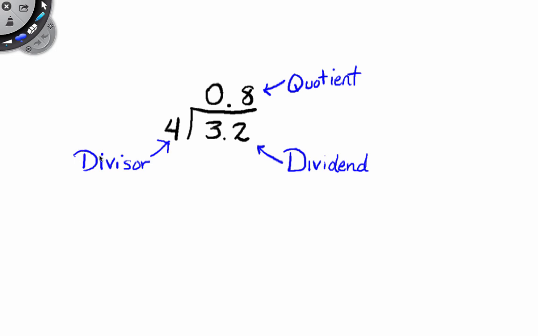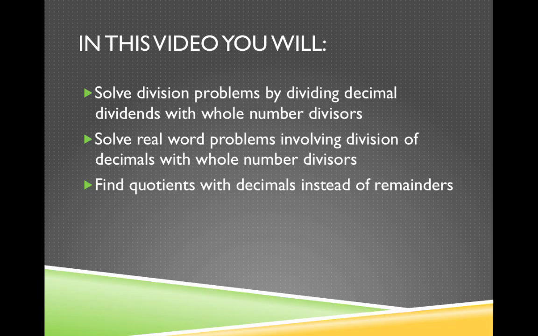That's how many pieces or how many parts you have to split up your dividend into. Your dividend is the number that you are splitting into smaller parts. And your quotient is the answer to your division problem. So in this video, you'll learn to solve division problems by dividing decimal dividends with whole number divisors.